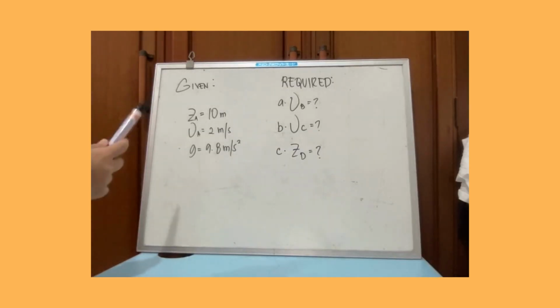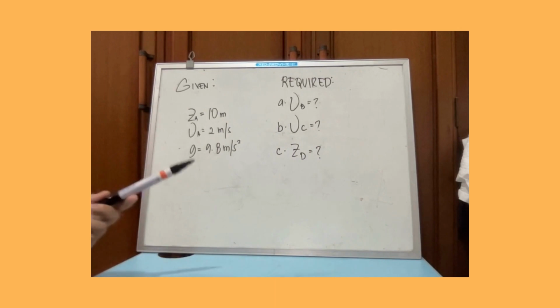Ang given natin sa problem is height sub A is equal to 10 meters. Speed sub A is equal to 2 meters per second. Ang gravity naman natin is 9.8 meters per second squared. Ang hinahanap naman natin sa problem natin is speed sub B where cart reaches ground, speed sub C where cart reaches 3 meters, and height sub D for height maximum kung saan lang maabot ng cart.